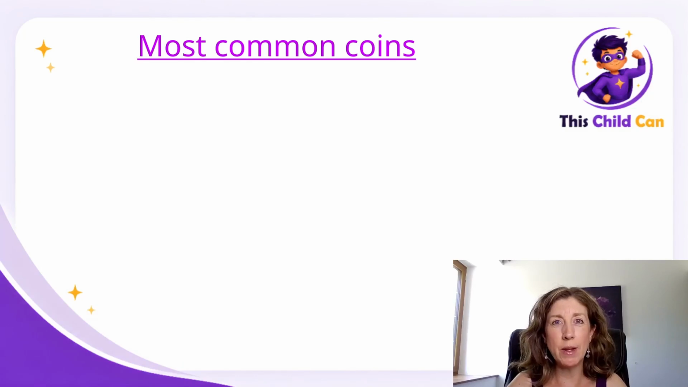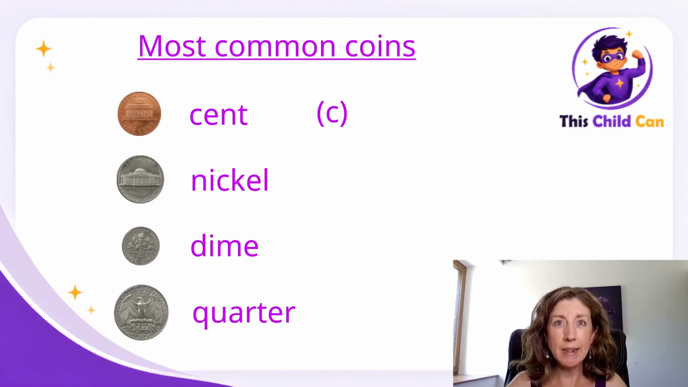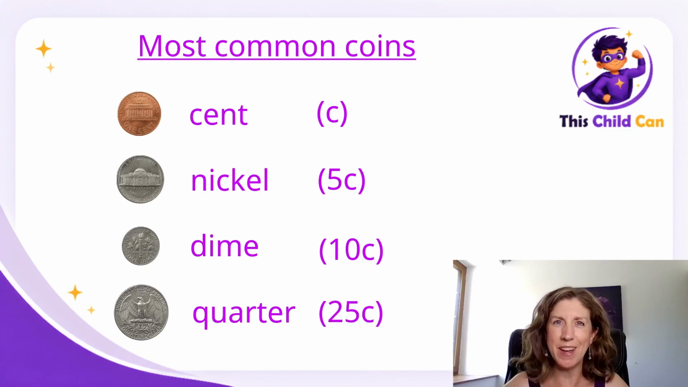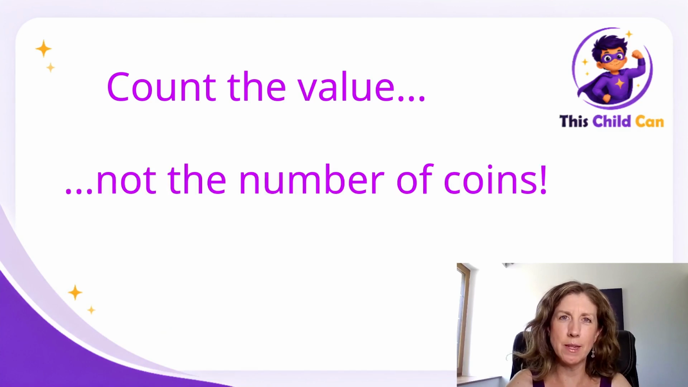We'll use the common coins that children are most likely to meet: a cent, a nickel, a dime, and a quarter. A nickel is worth 5 cents, a dime is worth 10 cents, and a quarter is worth 25 cents. We teach children to count the value, not the number of coins.